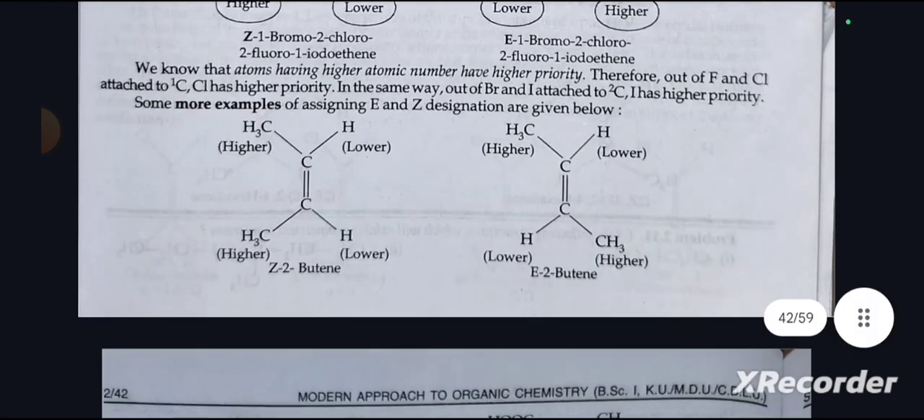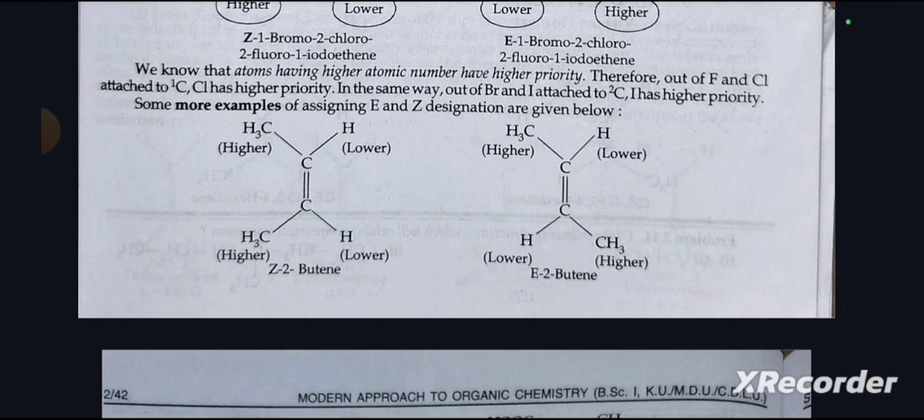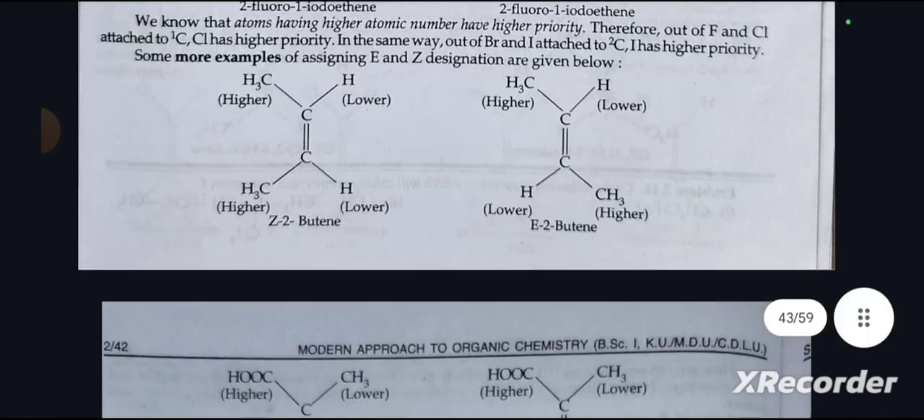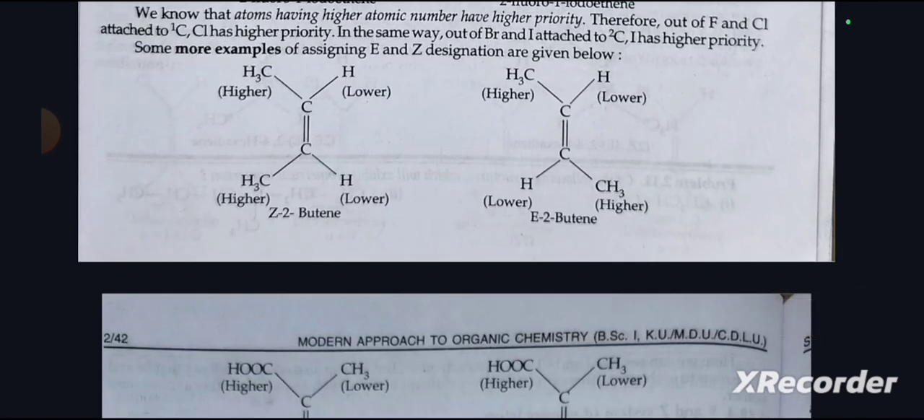Some more examples of assigning E and Z designation are given below. CH3CH=CHCH3: CH3 higher, H lower on each carbon, with the higher priority groups on the same side, Z-2-butene. CH3 higher, H lower on one carbon, H lower, CH3 higher on the other, with the higher priority groups on opposite sides, E-2-butene.